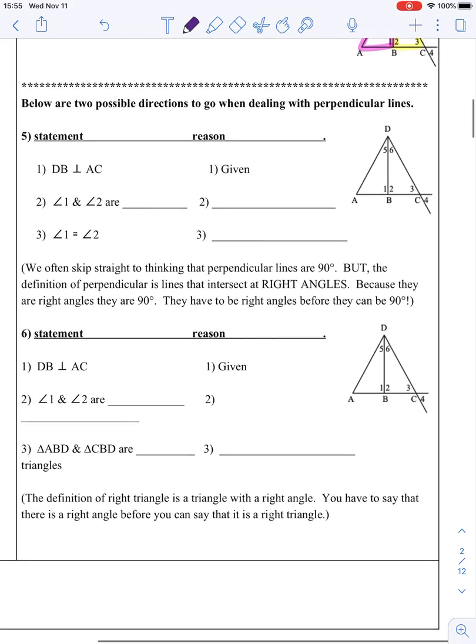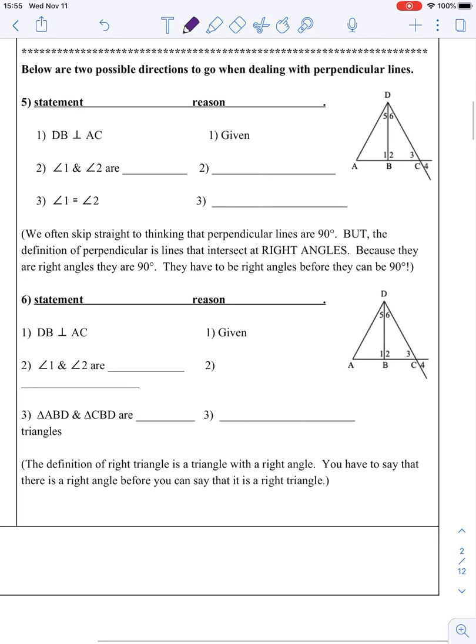And the reason is because there are going to be certain kinds of proofs that we have to write that have to do with right triangles. So we're going to work our way into that. So right now we're just going to talk about the two possible things that can happen when you have right angles. So the first thing, it says that DB is perpendicular. That's what that symbol means right there. So perpendicular.